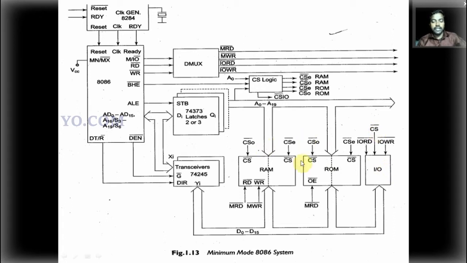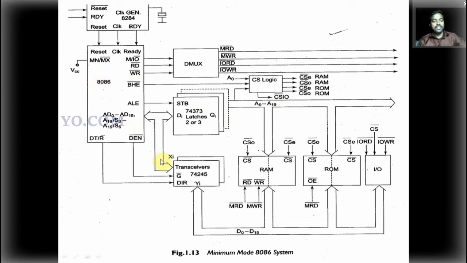All the chips are connected with the address bus. Okay, 20-bit address bus and 16-bit data bus. The address bus is coming from latches. The latches demultiplex the address and data bus into the address bus. Similarly, the transceiver converts the address and data bus into the data bus. Okay, so this is an 8086 CPU.